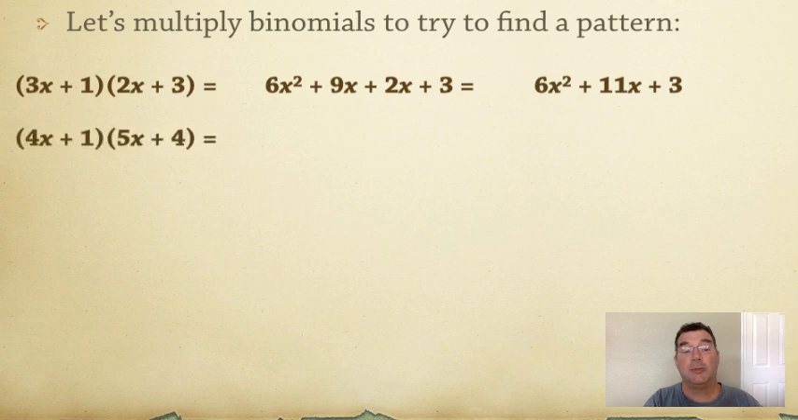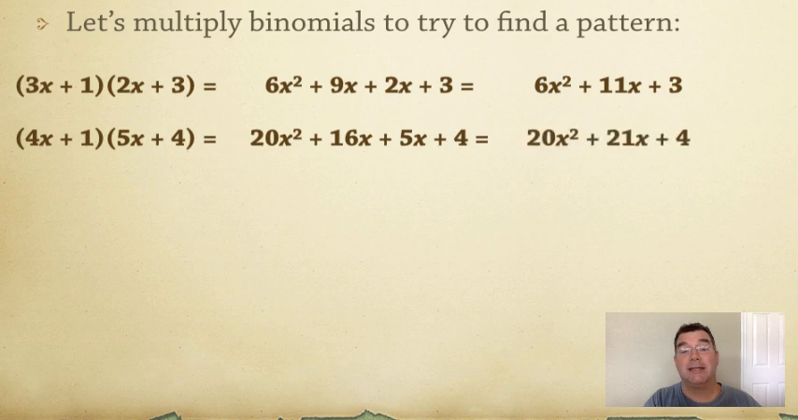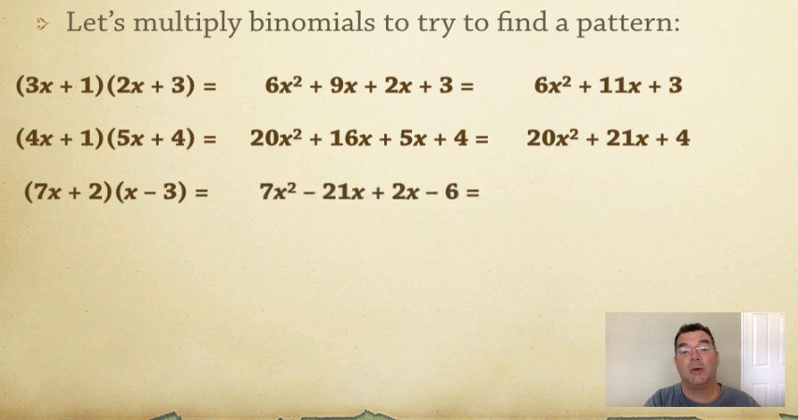Then, if I multiply 4x plus 1 times 5x plus 4, using the same process, I get 20x squared plus 16x plus 5x plus 4. And again, the two middle terms can simplify to be 21x. So my final answer is 20x squared plus 21x plus 4. Another example, if I have 7x plus 2 times x minus 3, I get 7x squared minus 21x plus 2x minus 6, which simplifies to 7x squared minus 19x minus 6.